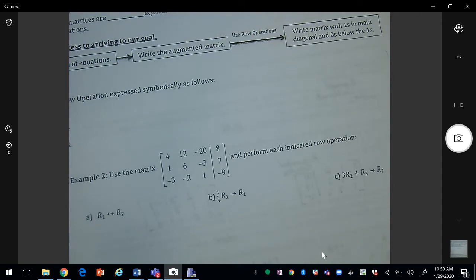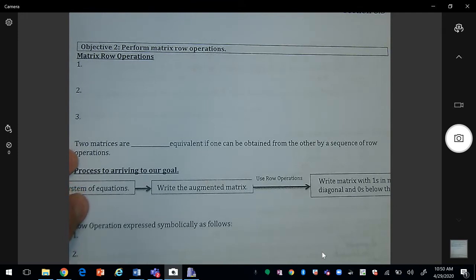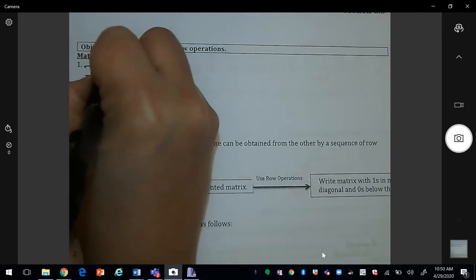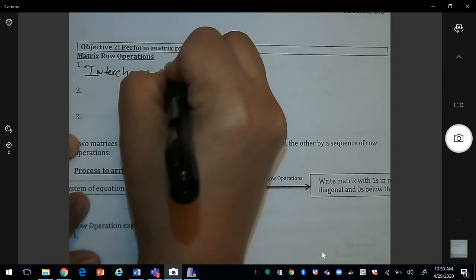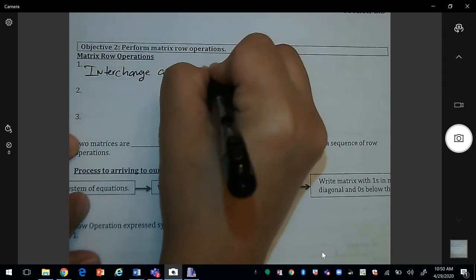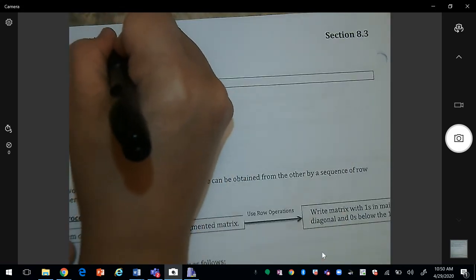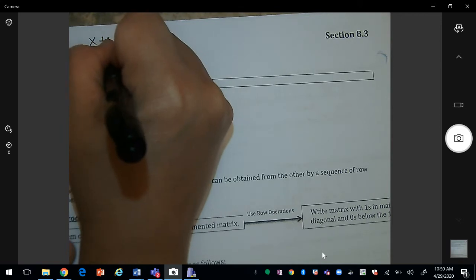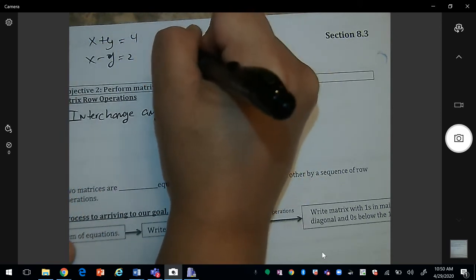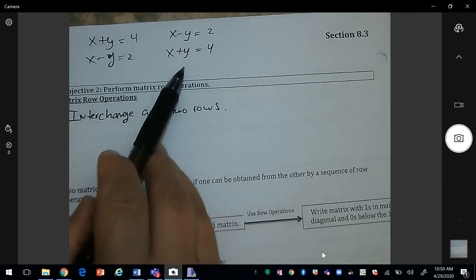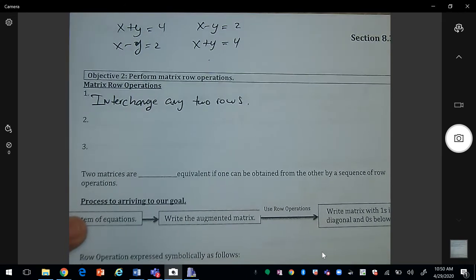so what are these row operations that we can use? So the first row operation is interchanging any 2 rows. Okay, so for example, if I had a system, I can rewrite it this way instead of this one. So I just interchange the 2 rows, doesn't change the system.